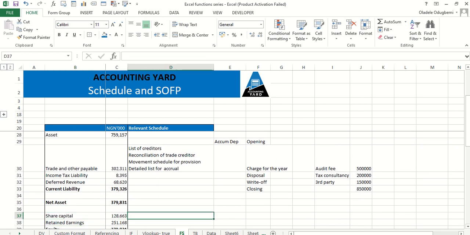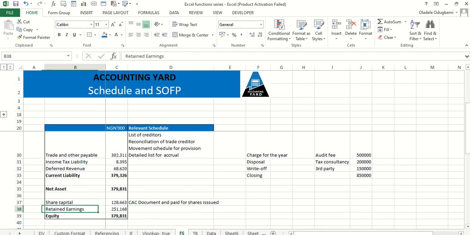Now, share capital: basically your CAC documents, and how they paid for the shares issued to them, can give you comfort over this. Your retained earnings is basically similar to a movement schedule. You have an opening balance and you have the profits for the year. Your opening balance can be agreed to prior year, and you have your closing balance.